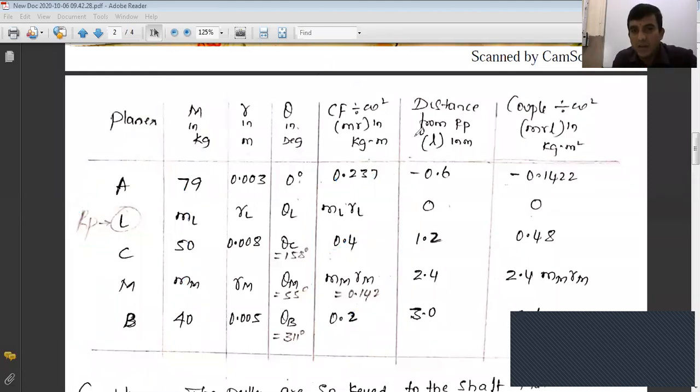Less than 1 minute is left. So in the next session again we'll start and draw the force polygon. Right?